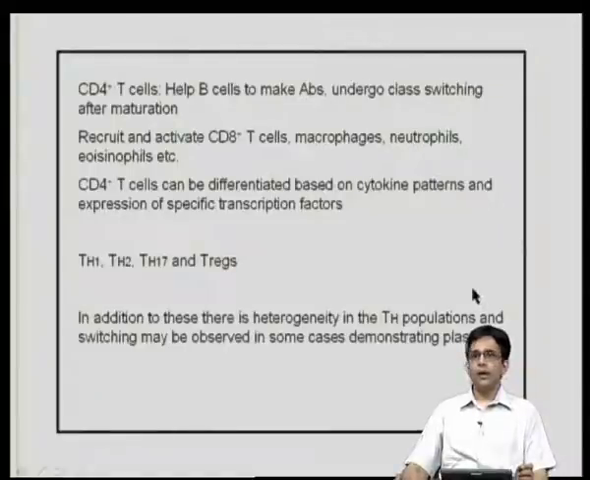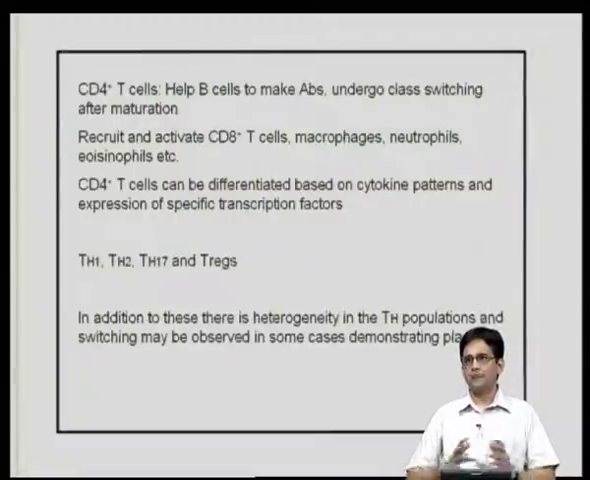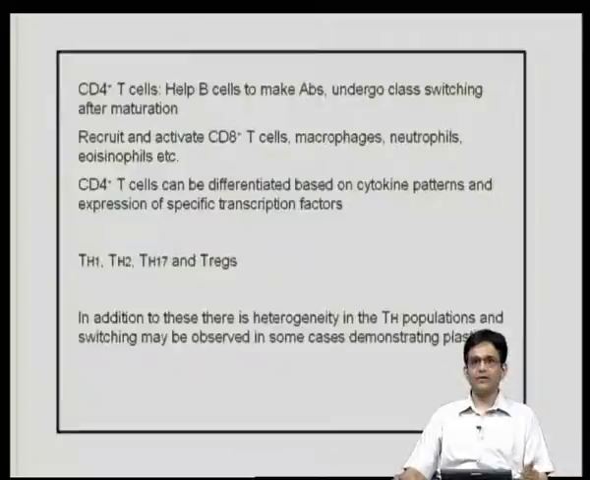Okay. Now, we will come to the broad role and subsets of T helper cells. We had discussed that CD4 positive T cells help B cells to make antibodies and undergo class switching. They recruit and activate CD8 positive cells, but they can be subdivided into different subsets based on cytokine patterns and expression of specific transcription factors. Most of you are aware that the main subgroups are Th1, Th2, Th17 and the regulatory T cells. So, we will discuss these in a little bit greater detail.